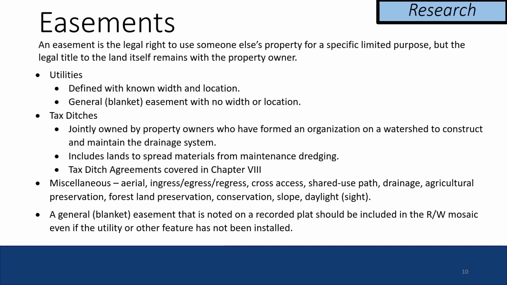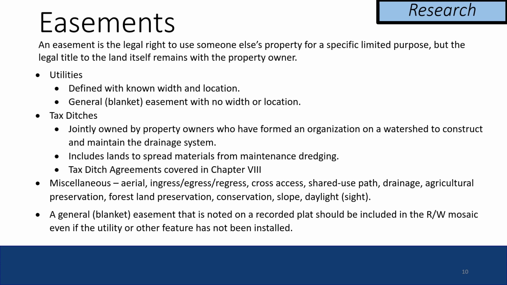Utilities are encountered frequently on DelDOT projects. A utility easement allows the utility company the right to use and access private property to construct, maintain, and/or remove their overhead or underground facilities, such as gas, electric, water, sewer, or communication lines. Utility easements can either be defined with a known width and location on a parcel or a general or blanket easement with no width or location identified.